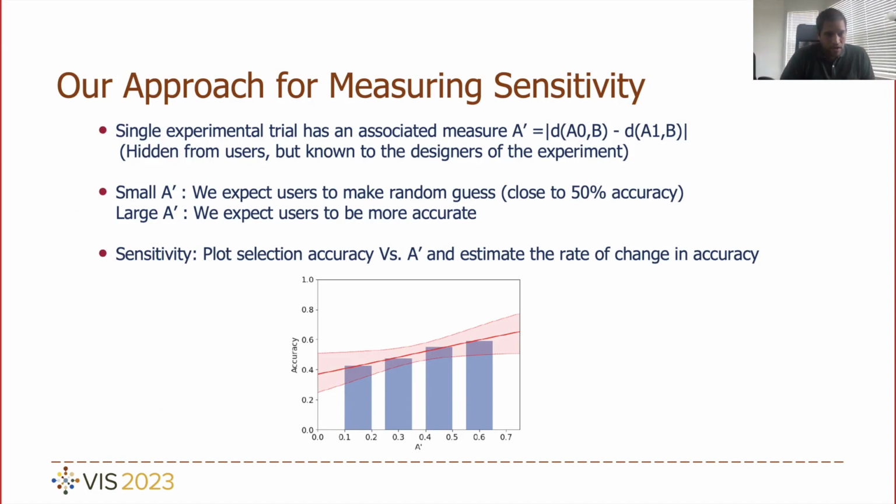Now, here is our approach for measuring sensitivity. Each single experimental trial has its associated measure A dash, which is hidden from users but known to the designers of the experiment, which is us.